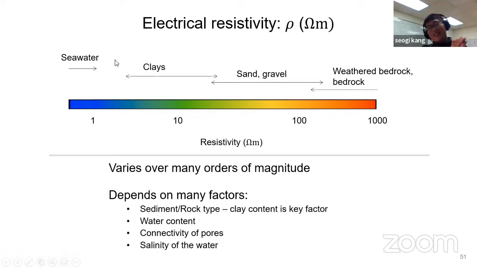But the fact that the hydrogeologic units have different resistivity values gives us a bit of promise. By obtaining the resistivity distribution of the subsurface, we can actually interpret or image the hydrogeology of the subsurface. But that's a challenging process.